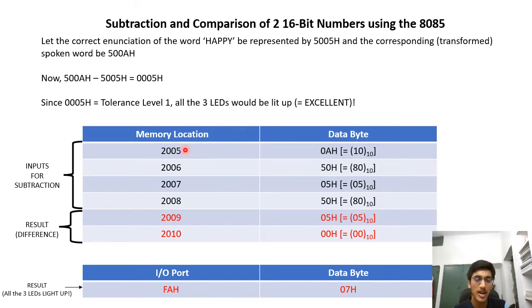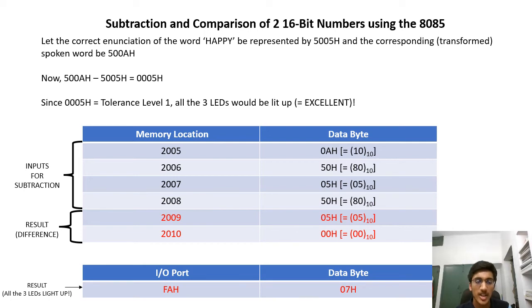So we are going to be providing the following inputs for subtraction. As has already been indicated in the case of 16-bit numbers, the lower order byte would essentially go to the lower order memory location, the higher order byte would go to the higher order memory location, and this is what has been done over here. Finally, we will be storing the difference, as had already been indicated, with the SHLD instruction in memory locations 2009 and 2010, which in this case should be 0005H. Once this has been done, we are required to essentially transfer the data byte 07H onto the output port, so as to essentially light all the 3 LEDs.